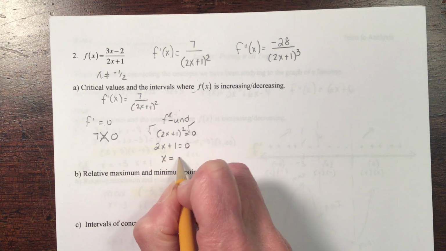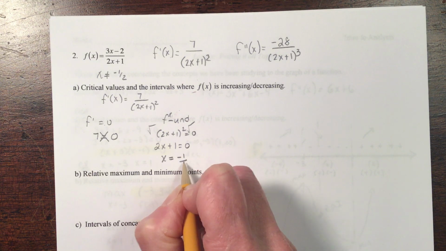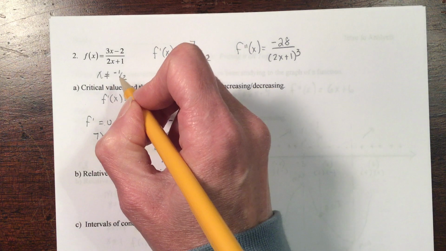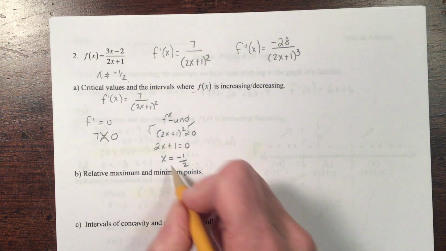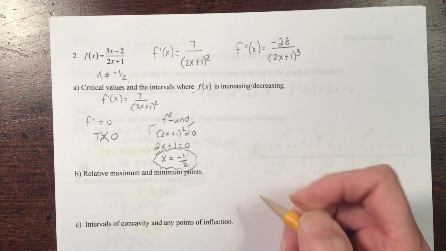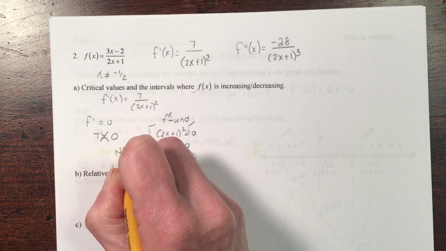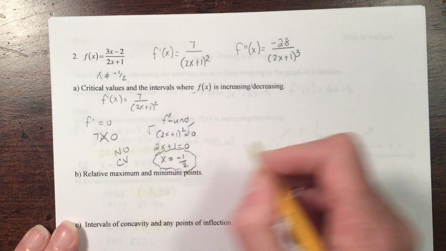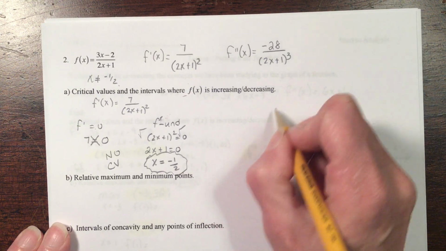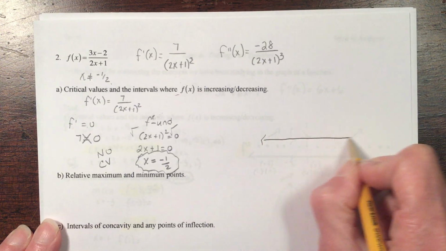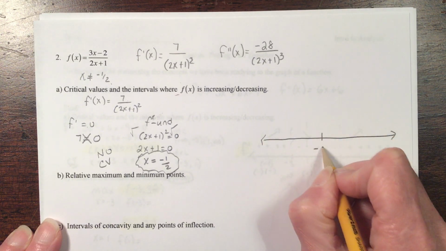The derivative is undefined when x equals negative 1/2. However, x equals negative 1/2 is not defined in the original. So technically, this is one of those weird values. There are no true critical values for this function. However, we still have to consider what's going on at this x value.